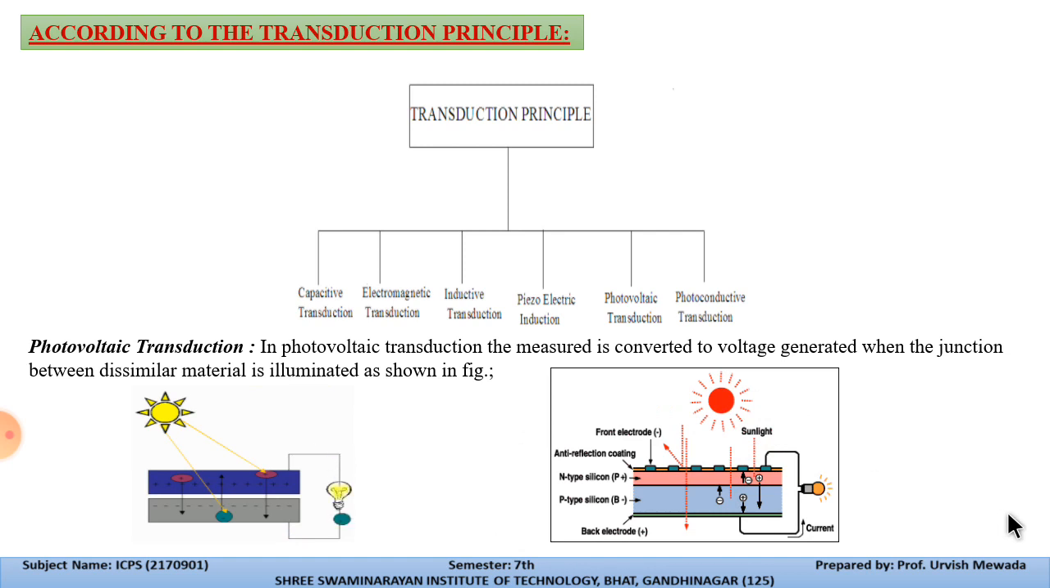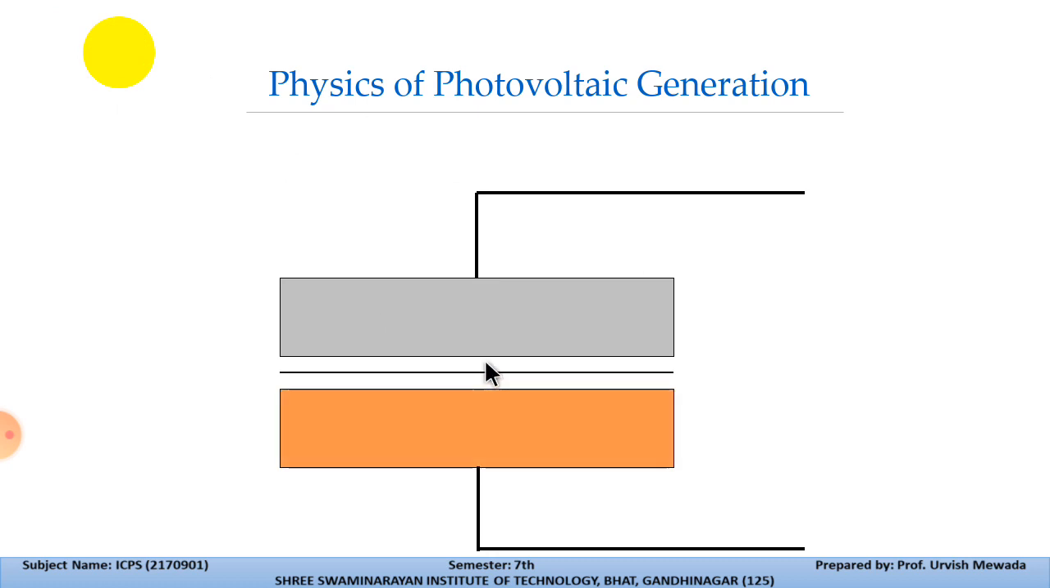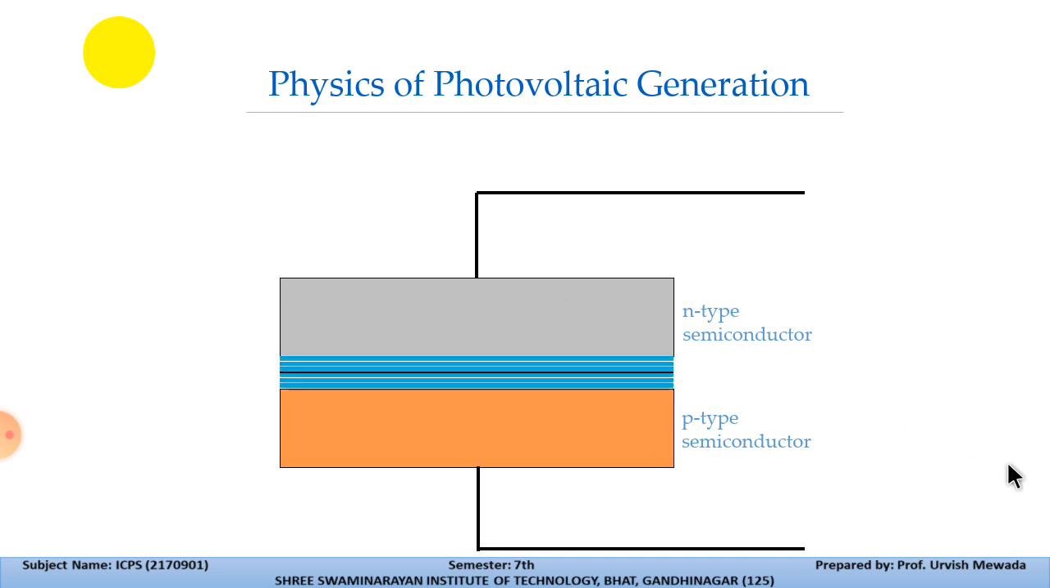Now the physics of photovoltaic transduction is explained again over here. This is the object through which we are illuminating the plates. This is the upper plate, and this is the bottom plate. Between these two plates we have the depletion layer. This below plate is the p-type semiconductor, where the majority charge carriers are holes and the minority charge carriers are electrons. And this is the n-type semiconductor plate, where the minority charge carriers are holes and the majority charge carriers are electrons. These two blue lines indicate the depletion layer.